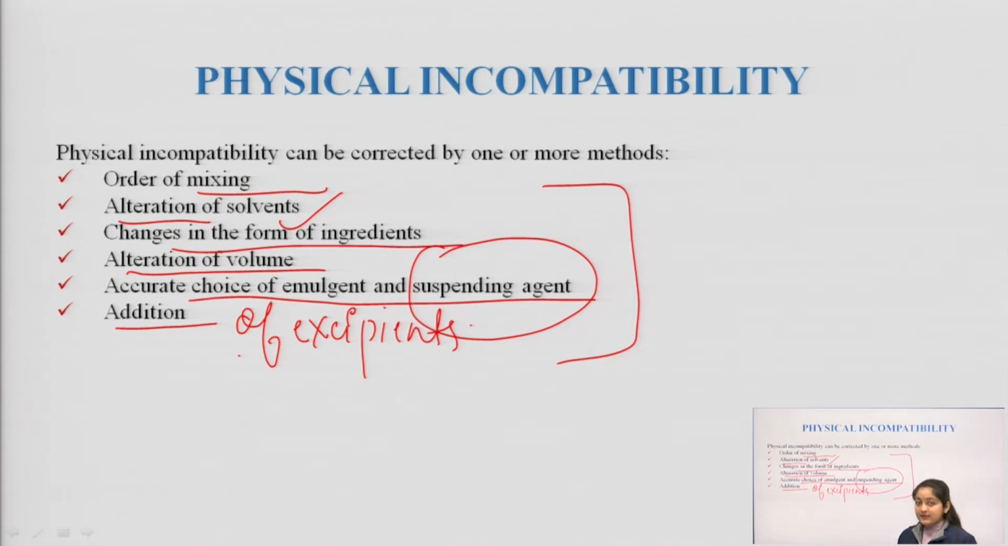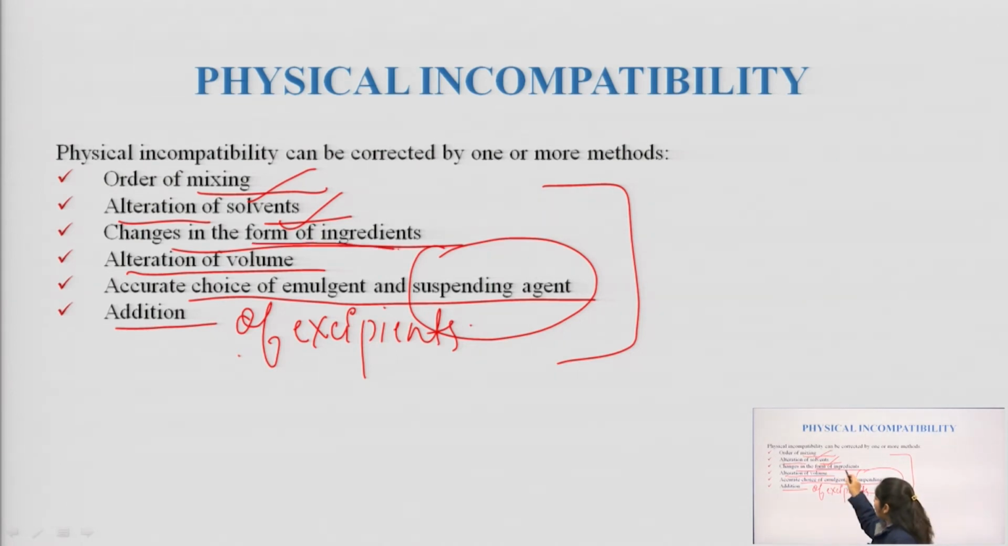So, this is how we can eliminate the chances of physical incompatibility: by keeping in mind the order of mixing, and by altering solvents depending upon the choice of the medicament that we have made. If our medicament is soluble in water, aqueous form, then we will definitely go for hydrophilic solvents. If it is solubilized in hydrophobic solvents, we will definitely go for organic solvents.